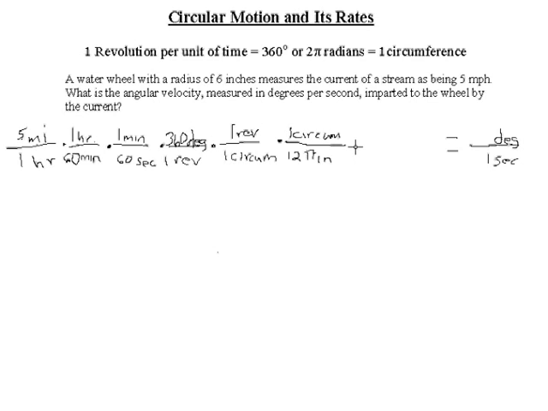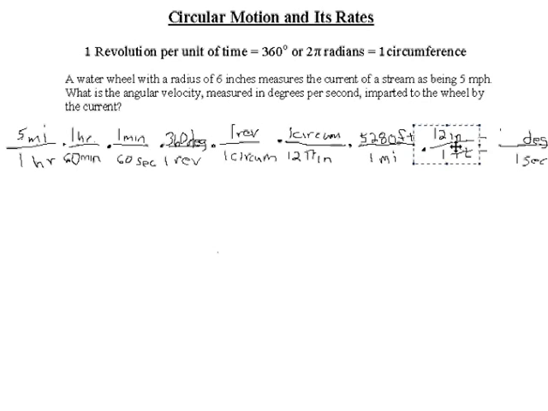So let's multiply by how many feet in a mile. And that'll cancel the mile. And then now all we need to do is multiply by something that will get rid of those feet. There we go. Now, let's go through and do the canceling.